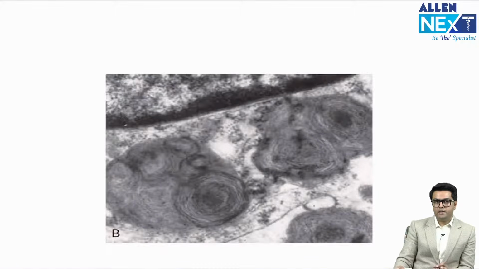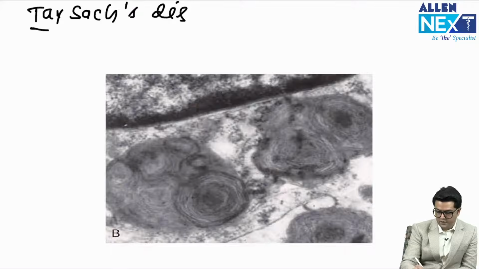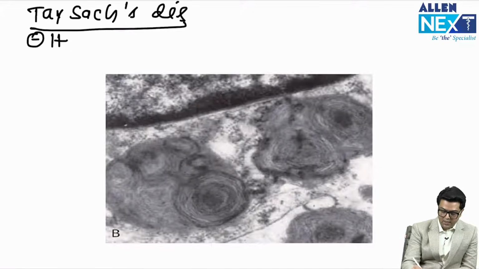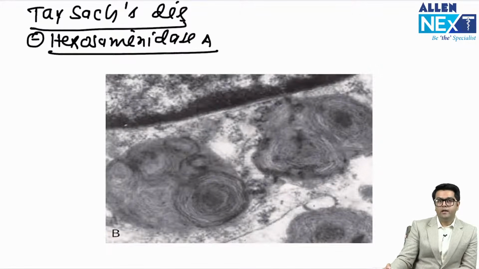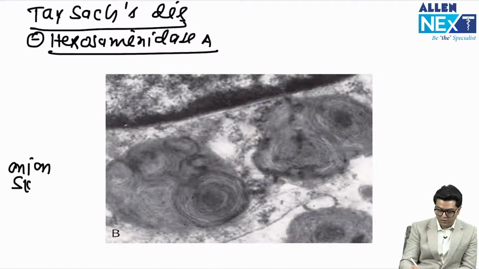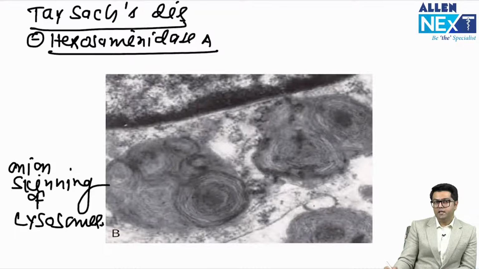So this is the image which is like onion skinning of the lysosomes, and this is seen in Tay-Sachs disease, or this may be seen in Sandhoff's disease. So guys, in Tay-Sachs disease, the name of the enzyme deficient is hexosaminidase A, right? Hexosaminidase A, and this is called the onion skinning of lysosomes. So this may also be seen in Sandhoff's disease.